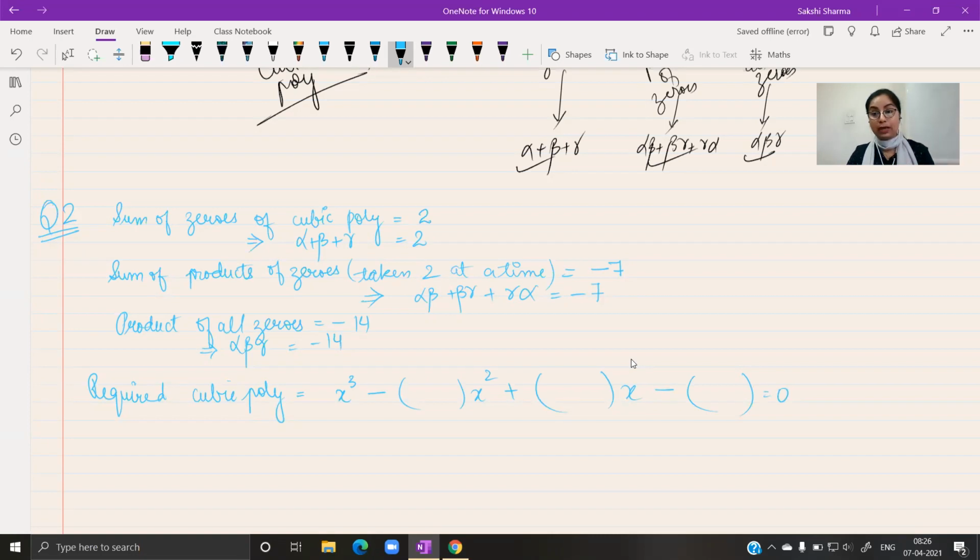Please keep in mind you will have 4 terms here. Cubic, square, x, constant. Alternating sign hai, positive, negative, positive, negative. Use the values. The coefficient of x square will be the sum of the zeros. Coefficient of x will be obtained using this. And finally, the constant will be obtained using this. You can simplify if you want. You can leave your answer as such if you want. Here, there is no simplification required. You directly get your answer.